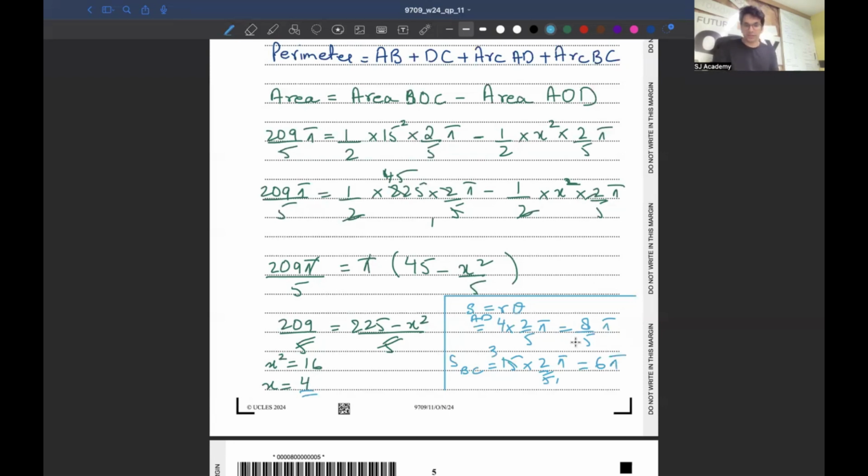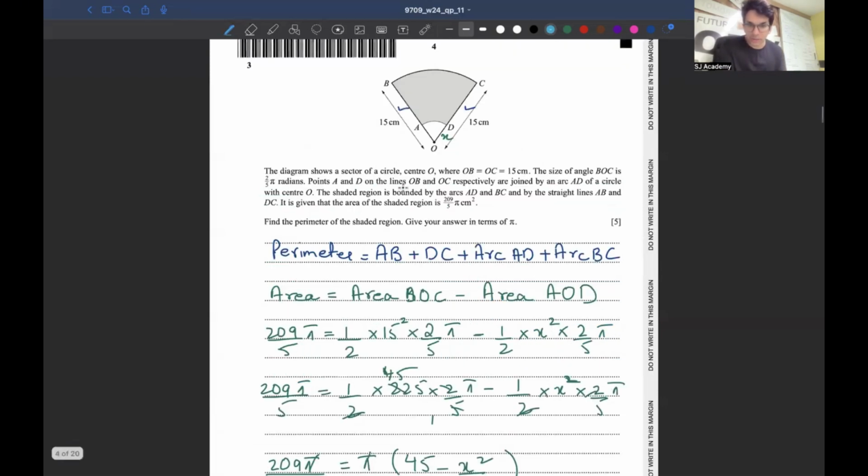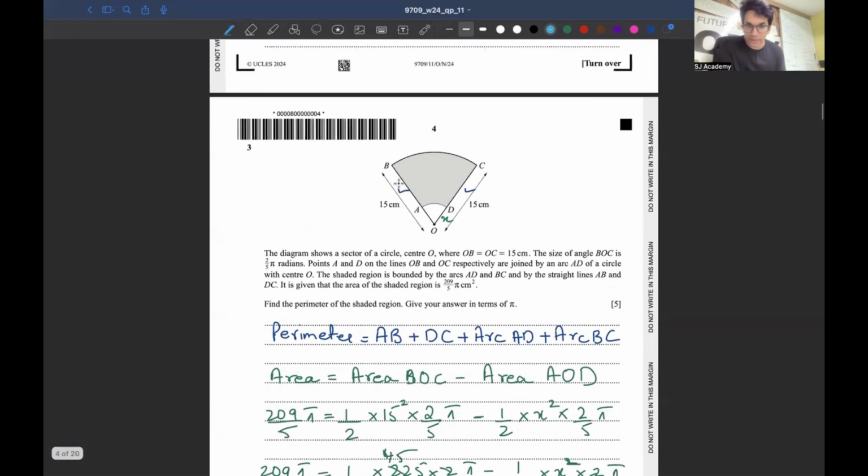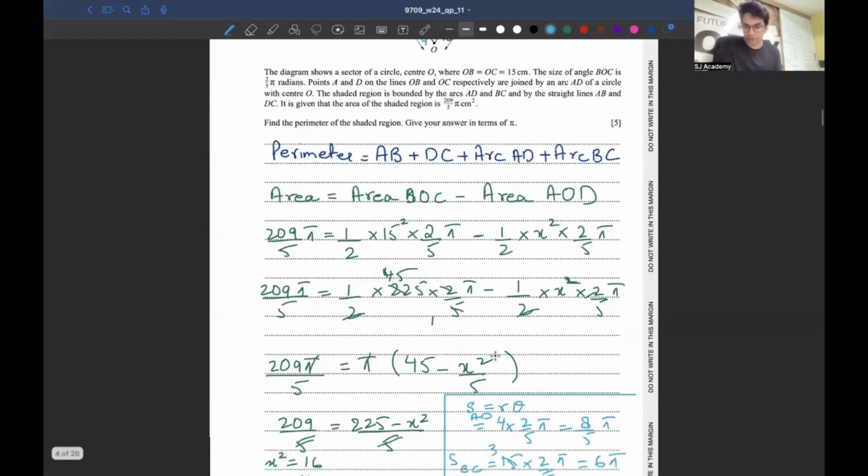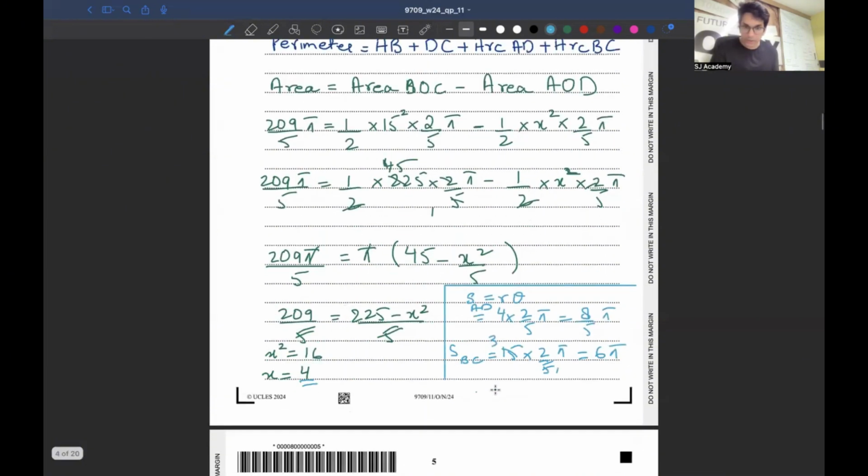Now we have these arc lengths, and this total length was 15. So we know that AB will be 11, as this length is 4 and this is 4. So DC will also be 11. So this will become 22 plus 8/5 π plus 6π. Writing it over here, 8/5 plus 6, taking the LCM, 6 times 5 is 30, so that becomes 38/5 π. So 22 plus 38/5 π centimeters is the perimeter of the shaded region.